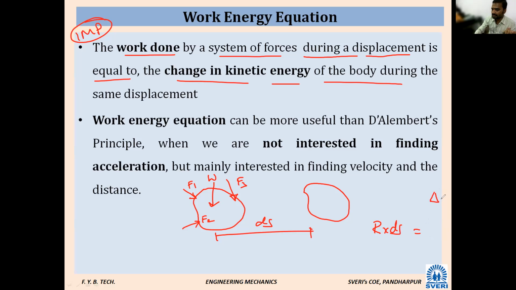So what is the change in kinetic energy? Half, the mass is the same on both sides, initial and final, so half m times v2 squared minus v1 squared. The bracket square does not apply to the individual terms: it is half m v2 square minus half m v1 square, since the velocity is changing. Okay, this is one.